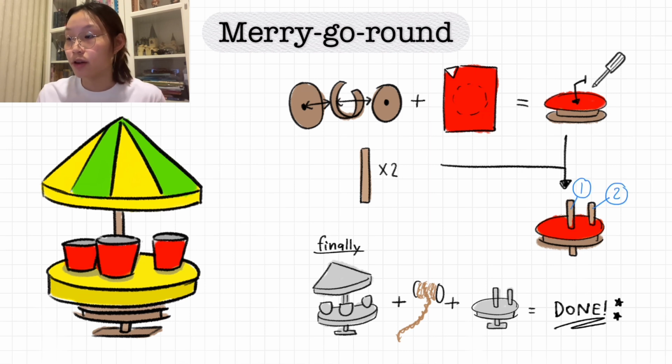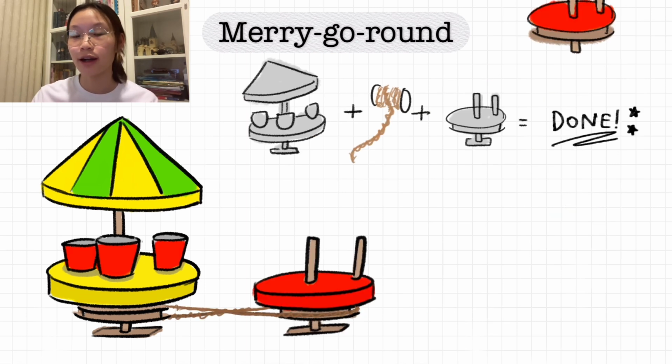Place 1 stick in the middle and glue another onto the side. 1 wheel allows the pulley to rotate and 1 is the holder. Finally, we combine the first part and the second part together and tie them with rope. And here we are, our merry-go-round is done.